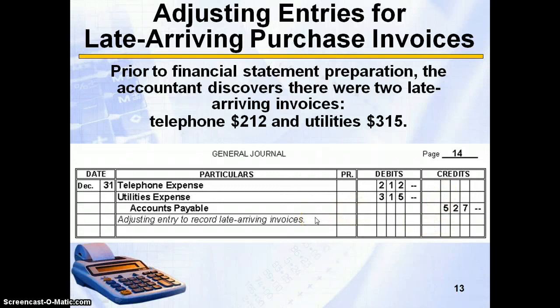As for the explanation, we are just going to write a little blurb that says, adjusting entry to record late arriving invoices. So at a later date, we will pay this 527 for these expenses that we incurred during the current fiscal period. And that is the easy process of accounting for these adjusting entries for late arriving purchase invoices. This is the only thing that needs to be done. You just record them as normal.